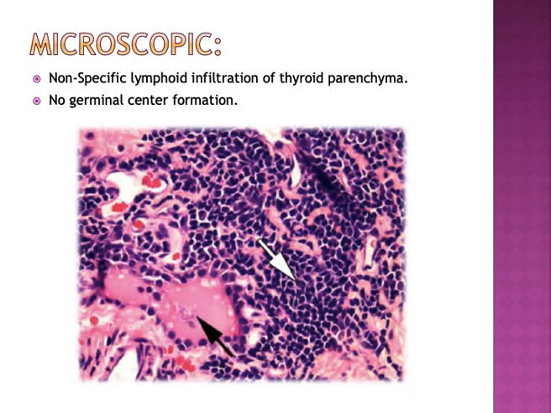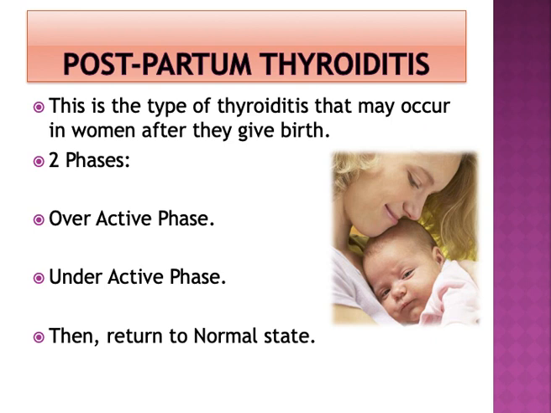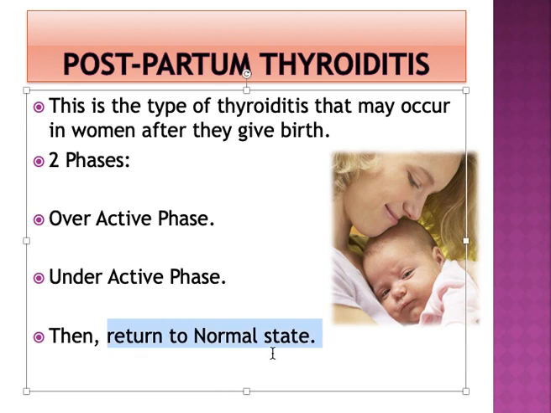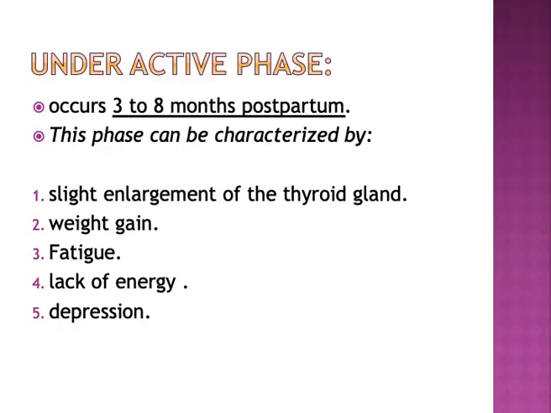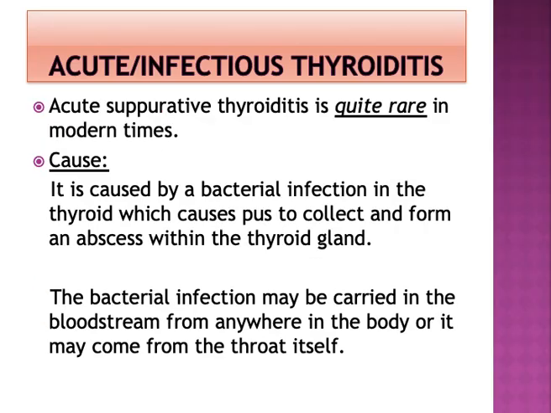Okay, so let's move on. Postpartum thyroiditis, I already explained this. It occurs in females after giving birth to the baby. And the difference between Hashimoto's and this one is what? In this condition, they return to normal state, whereas in Hashimoto's, because it's chronic inflammation, they don't return to normal state, and we have to give them thyroxine lifelong. Okay, so overactive phase, this is all the explanation which I have already done.